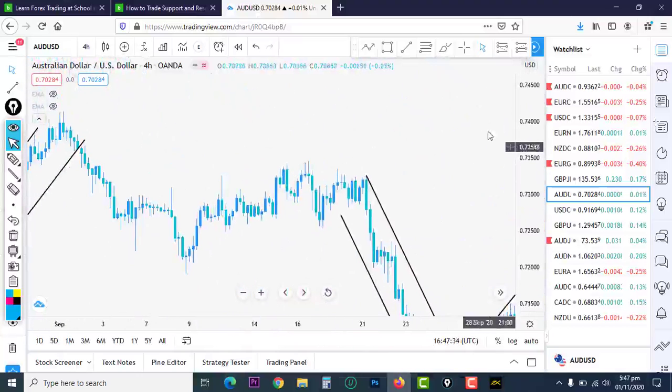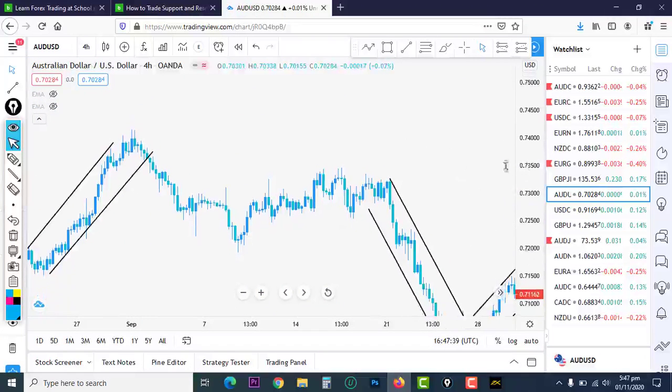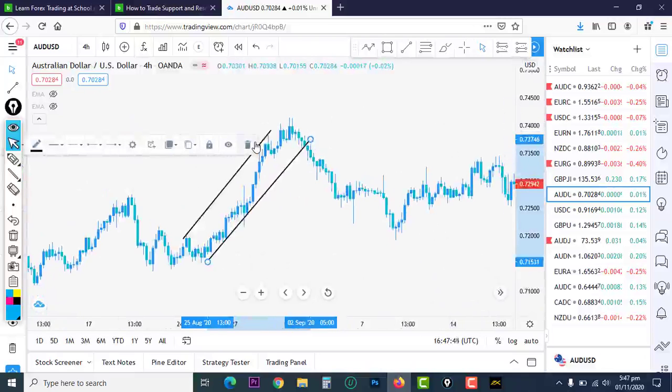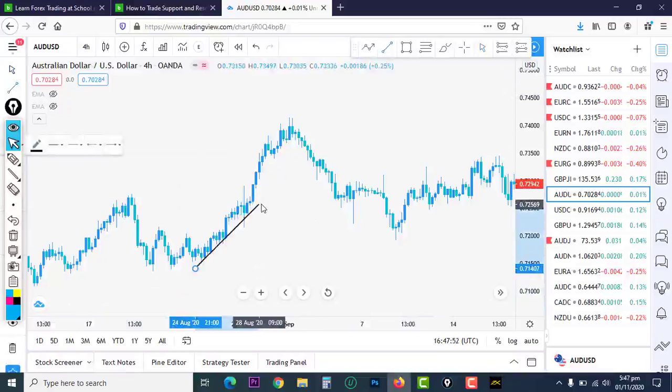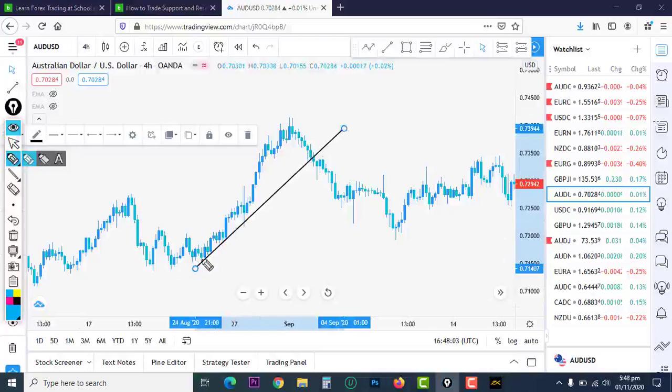So let's use this one. Okay, prices previously was in an uptrend, right? It's coming up. Okay, so we know we are in an uptrend. Okay, and let's even go further like this. Okay, so we have one touch, two touches, three touches. Okay, so we know we are in an uptrend, right? It's making higher highs, higher lows.